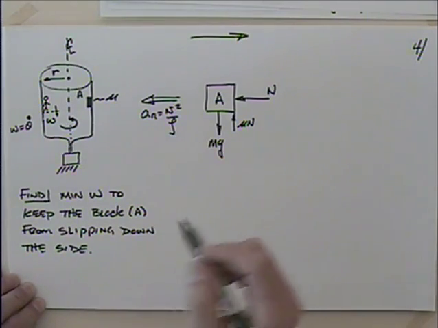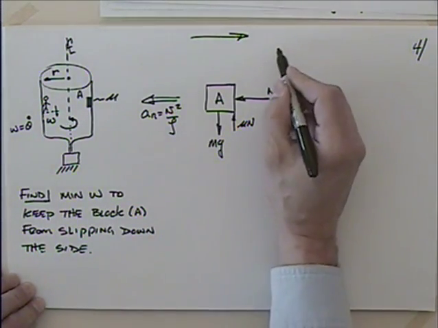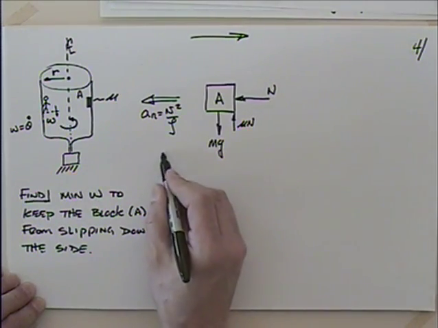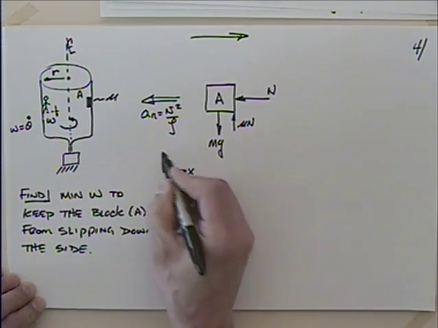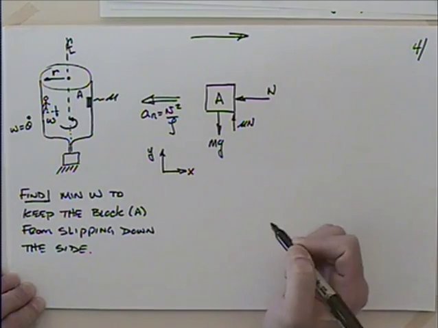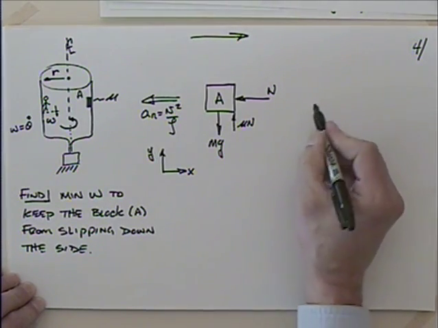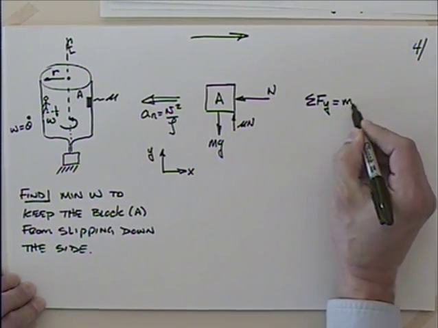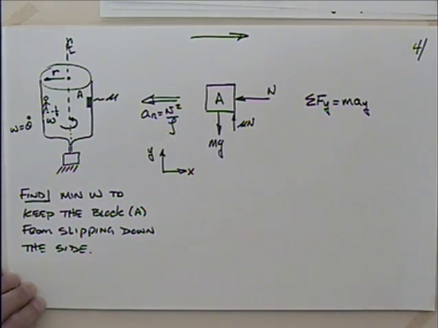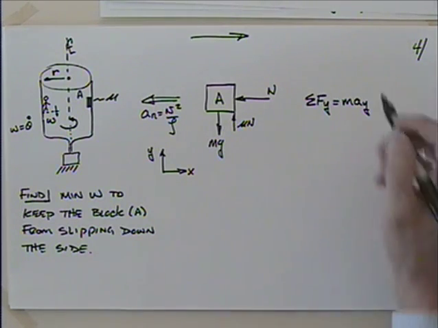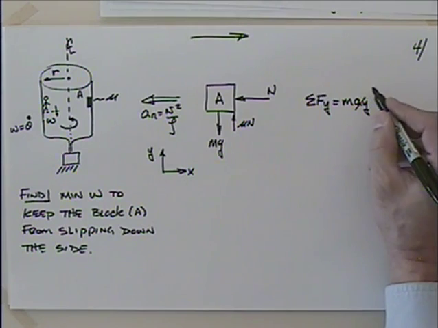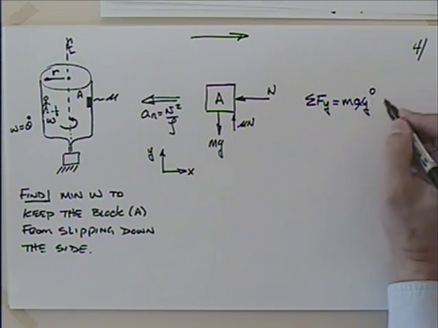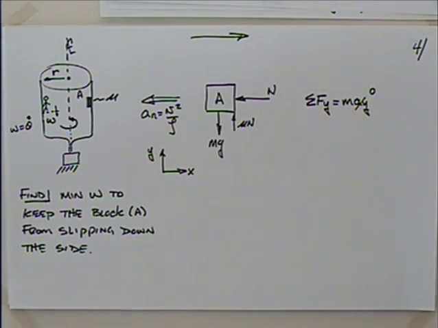So why don't I go ahead and take a coordinate system that looks like this. I'll take x this direction and y that direction, just so we have something to talk about. And if I sum the forces in the y direction, setting them equal to mass times acceleration in the y direction, what do we have? What's the acceleration in the y direction? Yeah, we're hoping it's 0. We're hoping you're not going to slide up or down.